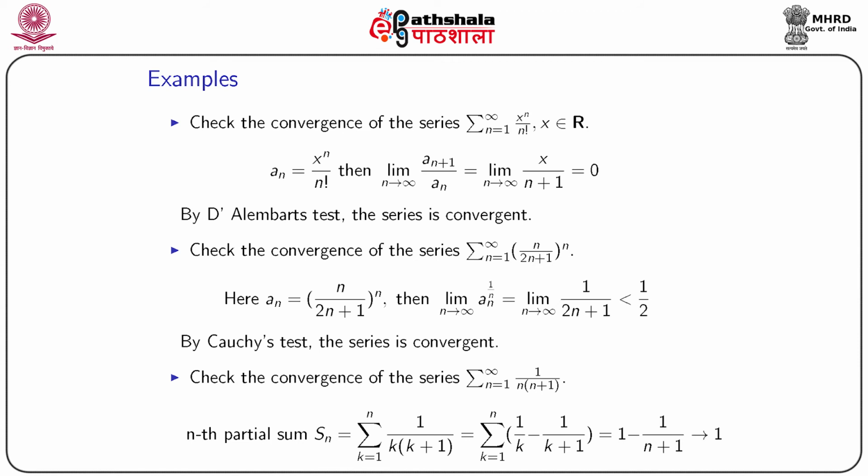So we will be left with 1 minus 1 over n plus 1, and if you take the limit of the nth partial sum, it goes to 1. So that says that the series is convergent and it converges to 1.